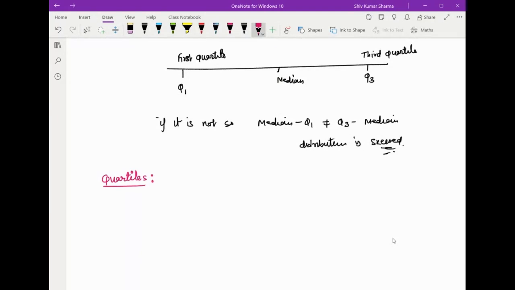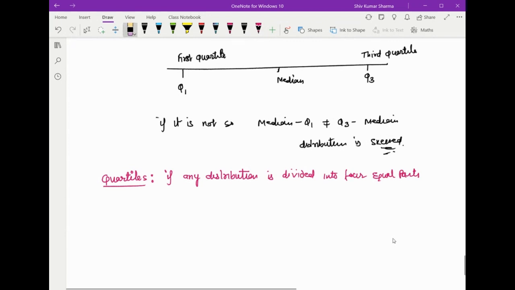Based on the quartiles: quartile 1, quartile 2, quartile 3. We define quartile as follows: any distribution which is divided into 4 equal parts. Then there will be the 3 quartiles.